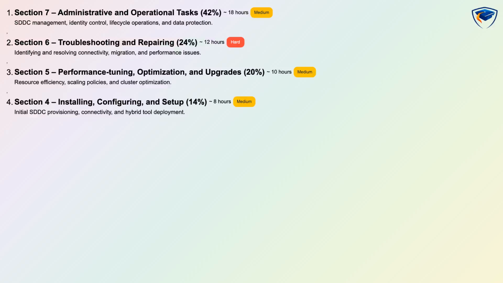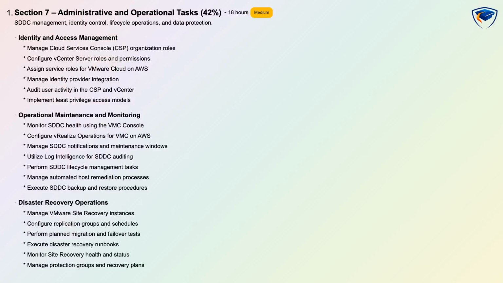Each domain includes topics, difficulty levels, estimated study hours, and the assessment types you should expect. Section 7 Administrative and Operational Tasks is the largest domain at 42% and the difficulty is medium, with an estimated learning time of 18 hours and scenario-based assessment.